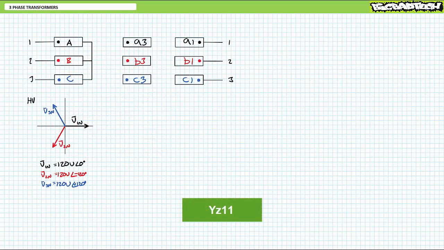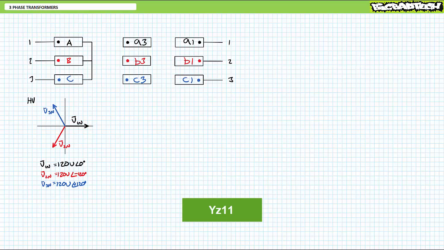Let's take a look at a random configuration like YZ11. At least the nomenclature is easy enough to interpret now that you know how it works. The high voltage side is Y configured. The low voltage side uses a zigzag connection, which I'll explain in a moment, and the low voltage side leads the high voltage side by 30 degrees. The high voltage side is configured like a standard Y, with the non-dotted terminals forming the central node of a Y. Too easy. Now comes the hard part.